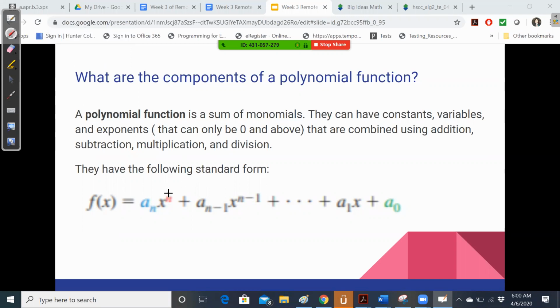So over here, this n is going to represent the exponent. Over here, this a of n is going to represent our leading coefficient. And over here, this a of 0 represents our constant.